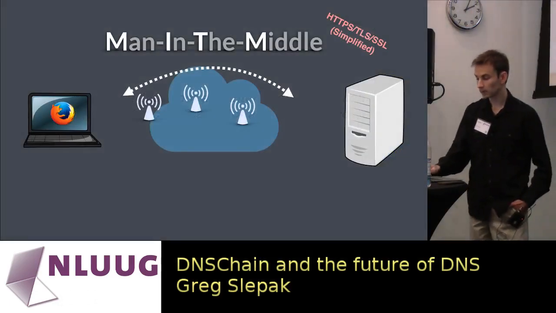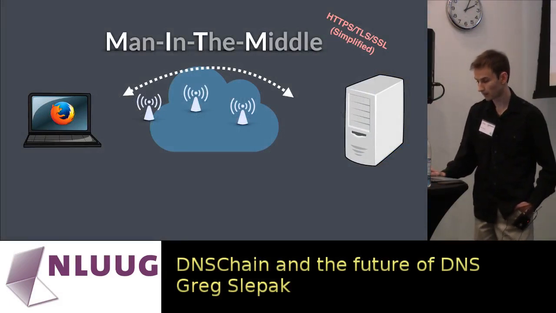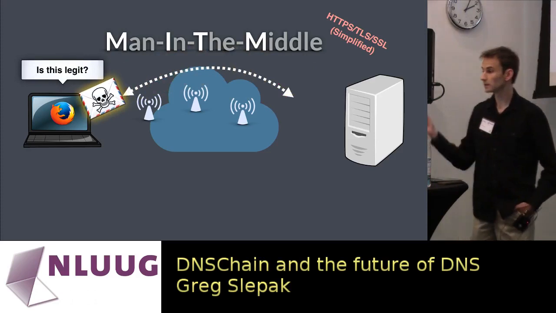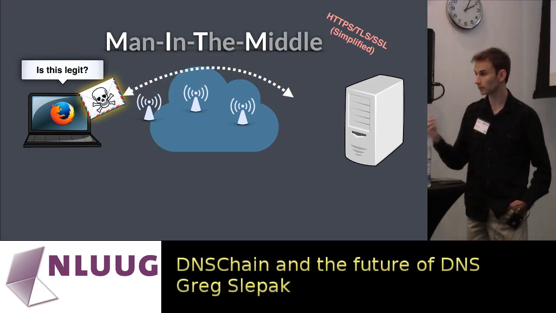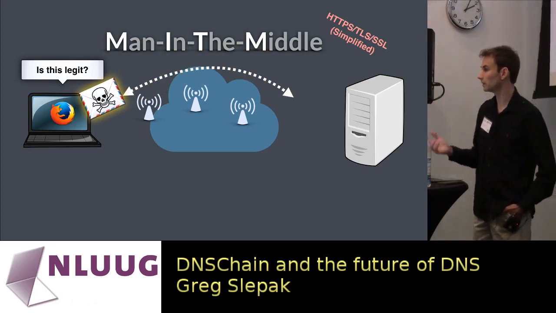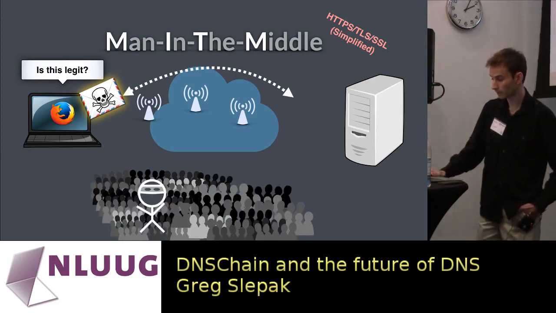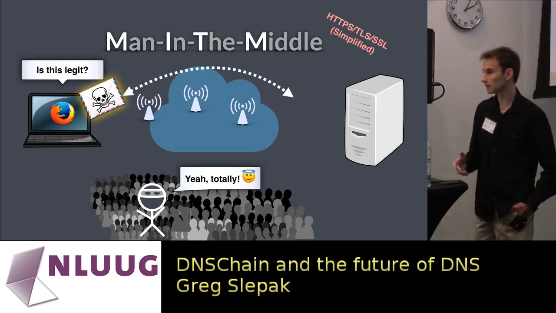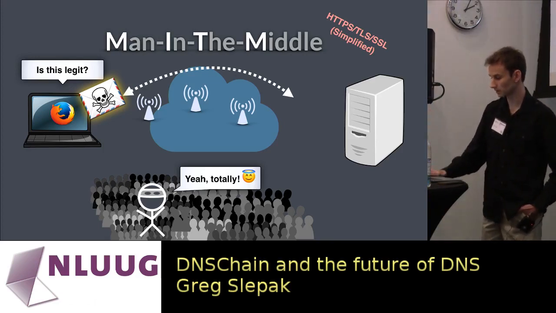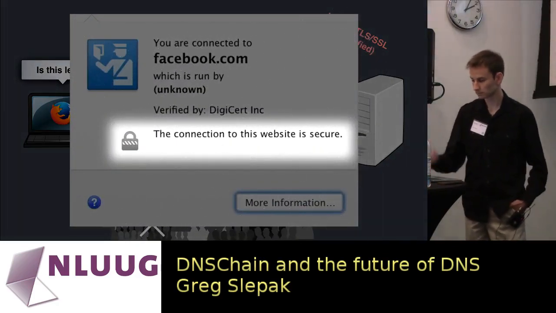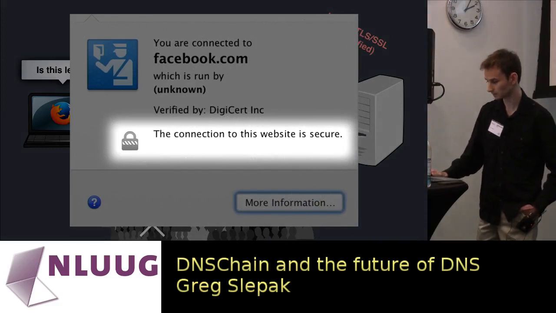So how does a man-in-the-middle attack on HTTPS work? Well, the man-in-the-middle intercepts the connection from you to the website, and sends over a certificate that they got signed illegitimately, but in the eyes of HTTPS, it might as well be legitimate. In effect, your browser is asking, is this legitimate? And someone in a massive crowd of people says, yeah, sure. And then your browser displays the lock icon and tells you the connection is secure.